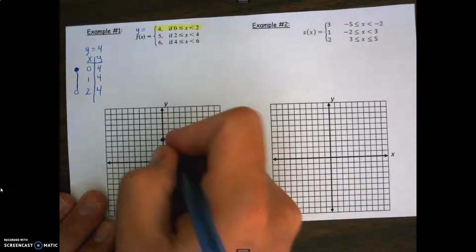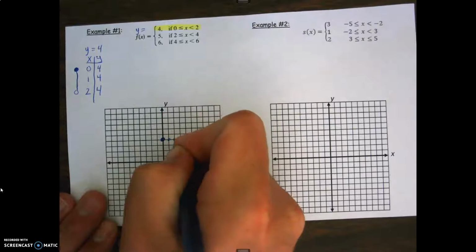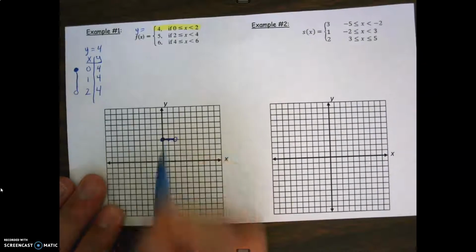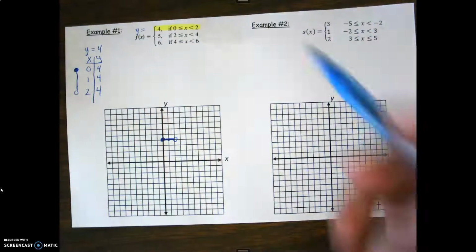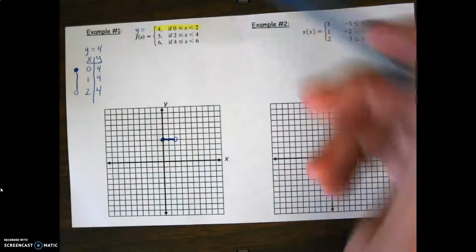At 1, 4, a closed circle. And then at 2, 4, we have an open circle. So we're going to draw our step with a horizontal line right there. Notice the interval does not continue, so there are no arrows. It's only graphed from 0 to 2.